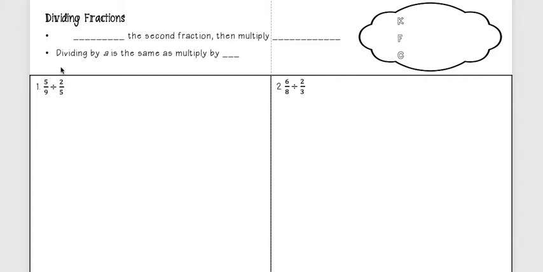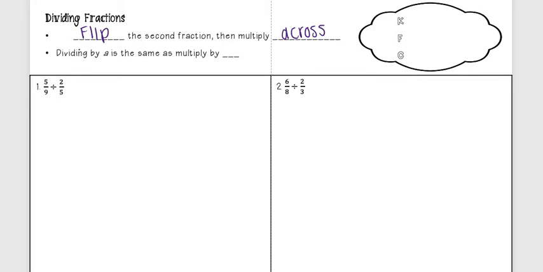Okay, so for this last video, we're going to be talking about dividing fractions. And this is really similar, however, we do have one extra step than we had when we were multiplying. So here we see when dividing fractions, we're going to first flip the second fraction and then multiply across.